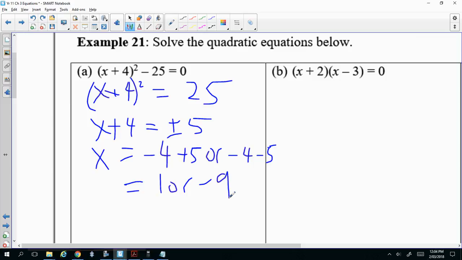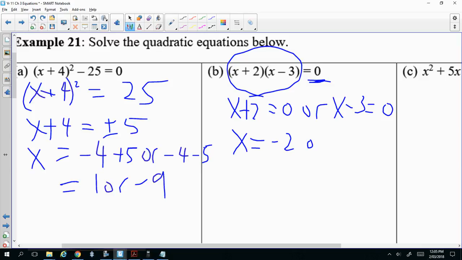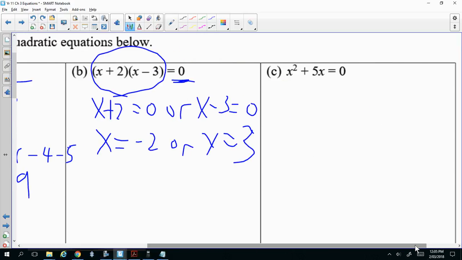Alright, how about the next one? It's already factorized for you, and make sure the right side is 0. That means you write x plus 2 equal to 0 or x minus 3 is 0, right? Again, expansion is not necessary. Easy. How about the next one? Well, the easiest way is to factorize because there is a common factor. That's the quickest way. If you use the completing square or the formula, it's actually longer. So better use that way. So you write x is 0 or negative 5.